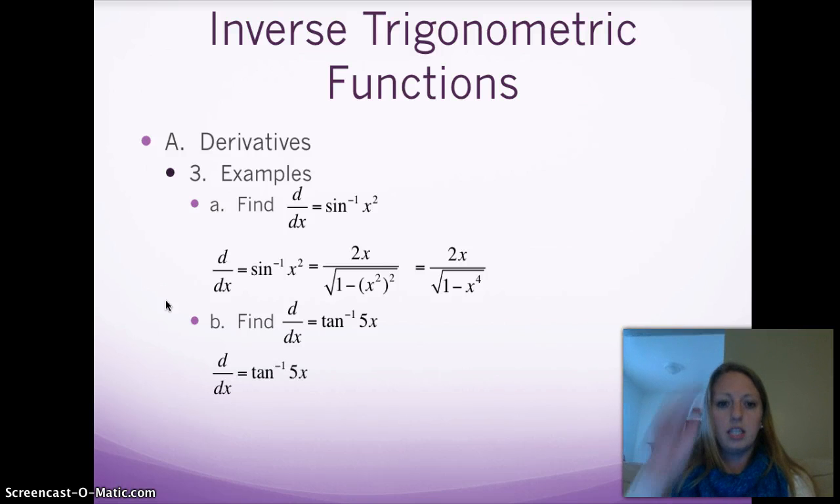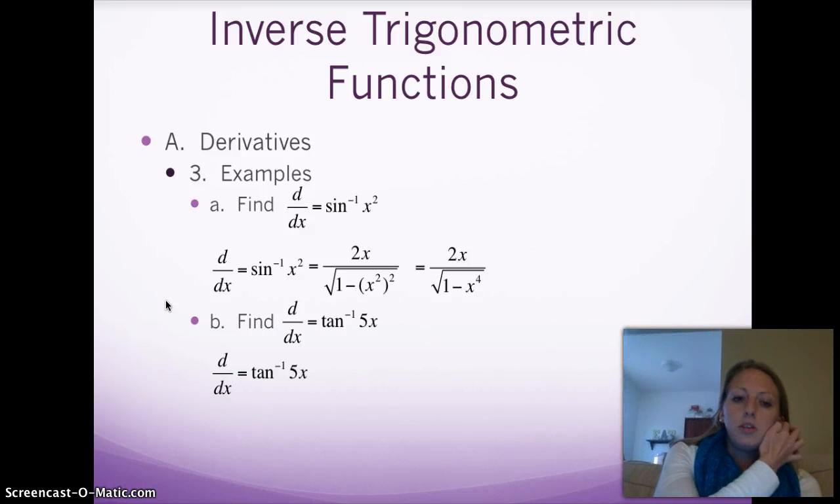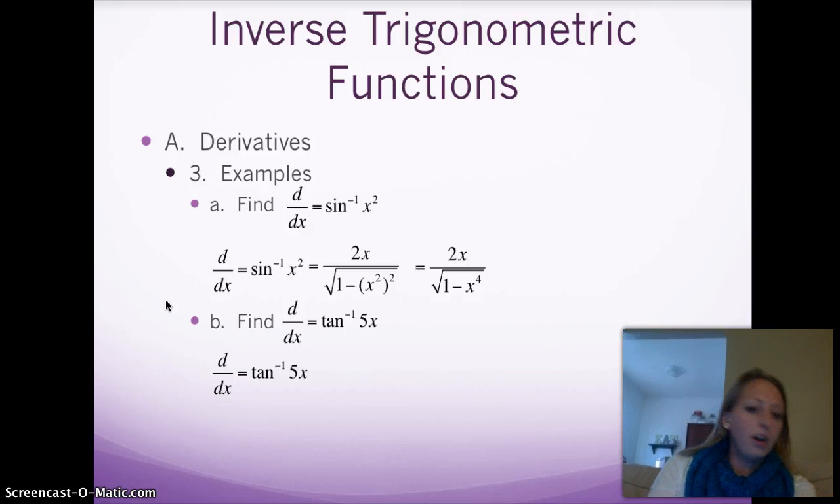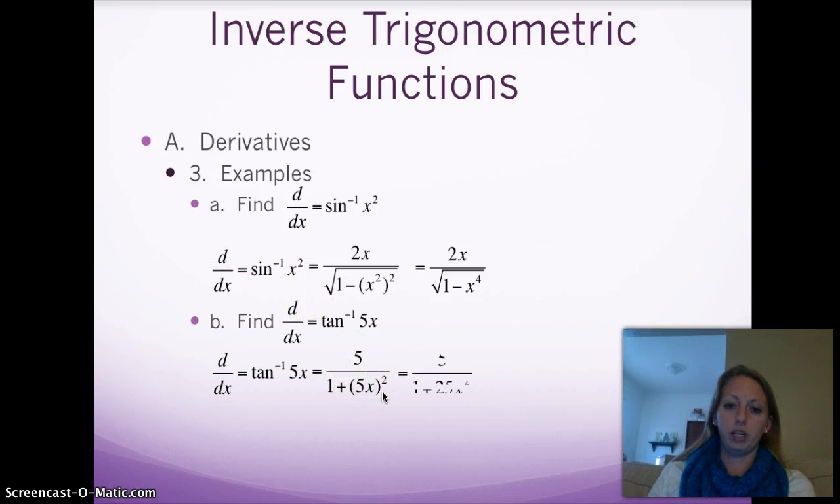Okay, find d/dx of tangent inverse of 5x. So what is our general tangent formula? You should know that the derivative of tangent inverse is 1 over 1 plus u squared. So my u in this case is 5x, and the derivative of 5x is 5. So we have 5 over 1 plus (5x) quantity squared, which is 5 over 1 plus 25x squared. So again, this 5 up here and this 2x come from taking the derivative of the variable.